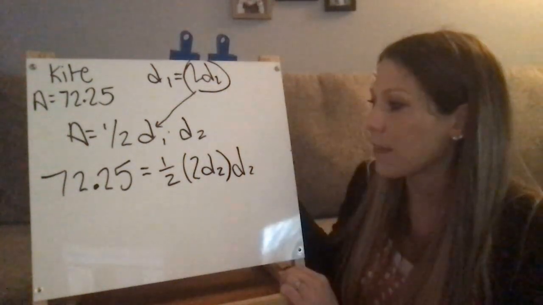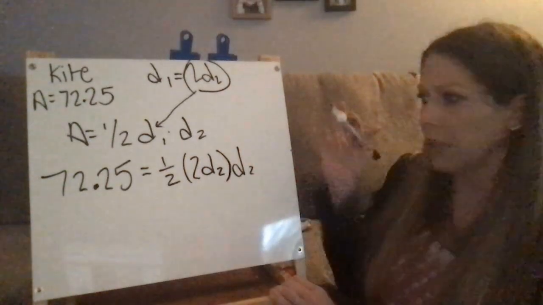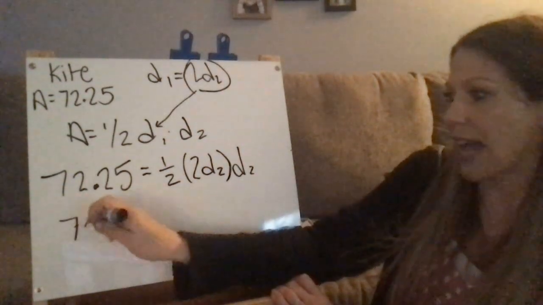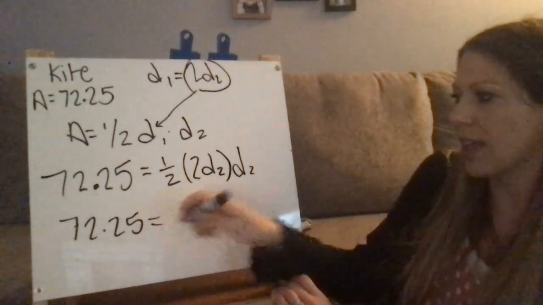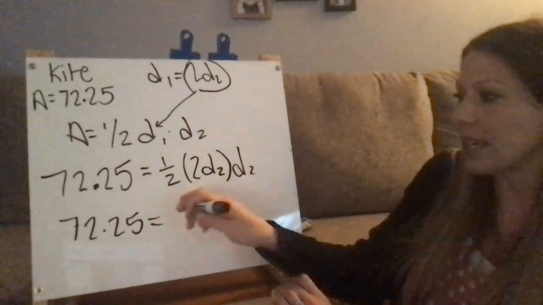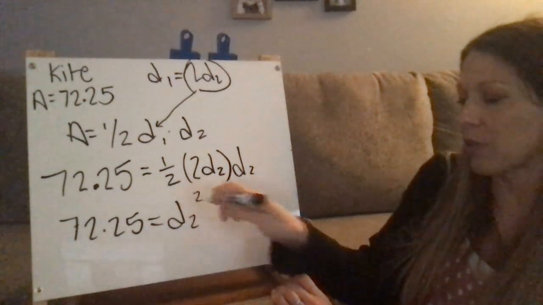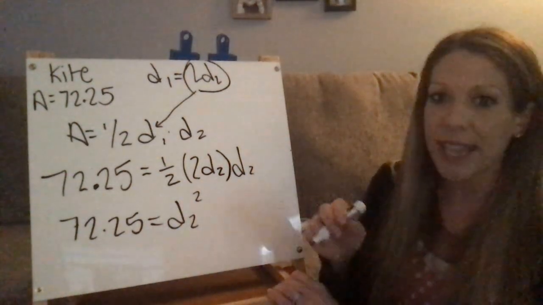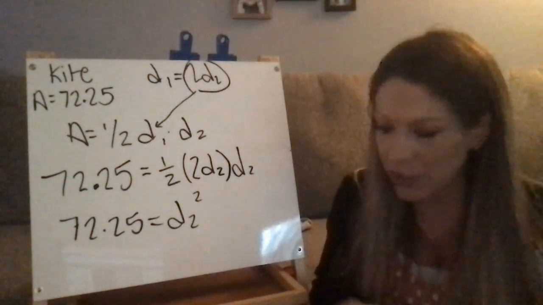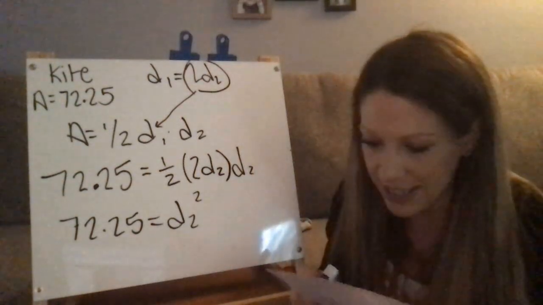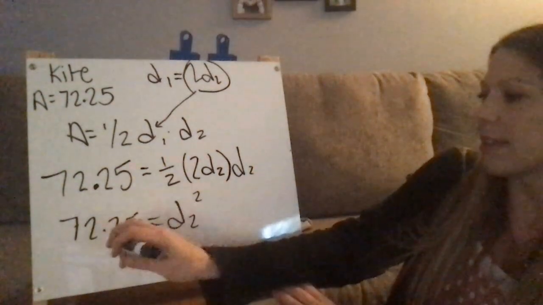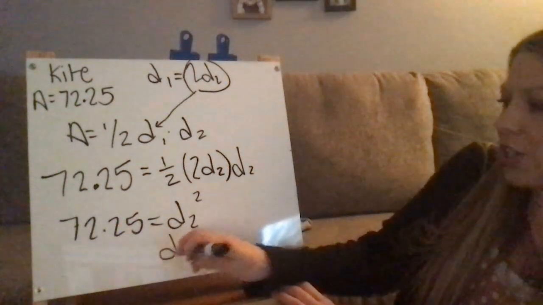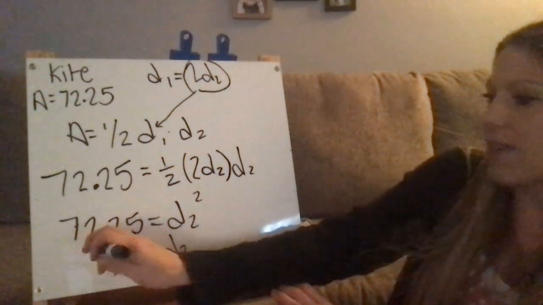And when I saw this, this is really similar to one we did on the front side. The 1/2 times 2 is just 1. We have 2 d2s, diagonal 2, so we're squaring that. So if we take the square root of 72.25, I have that written down, it is 8.5 inches. So diagonal 2 is 8.5 inches.